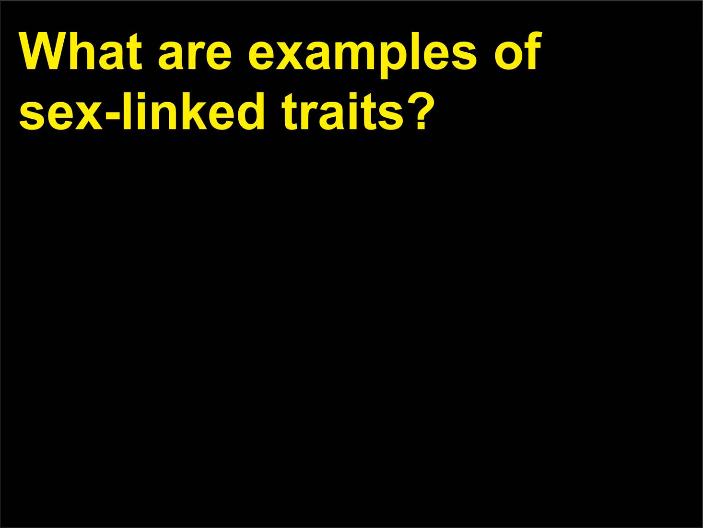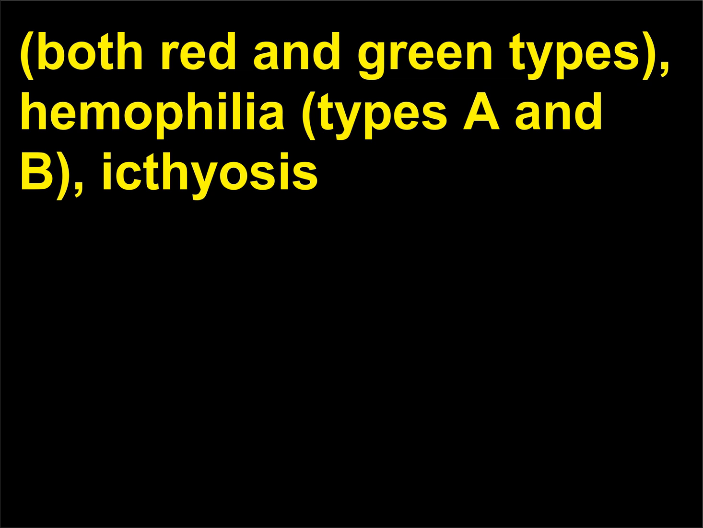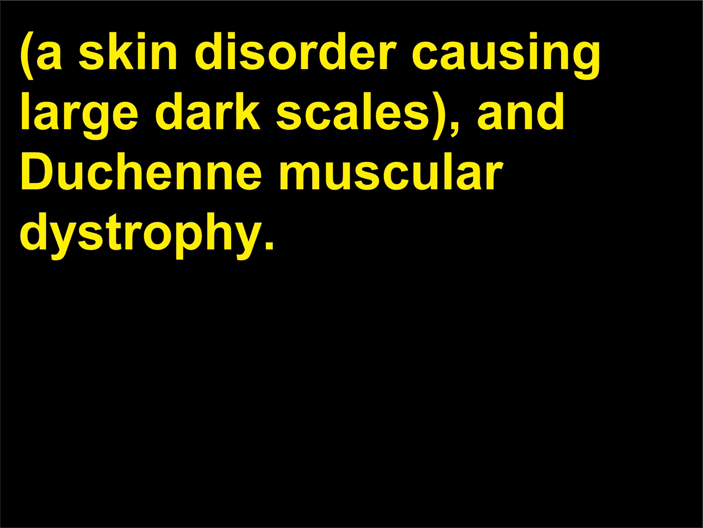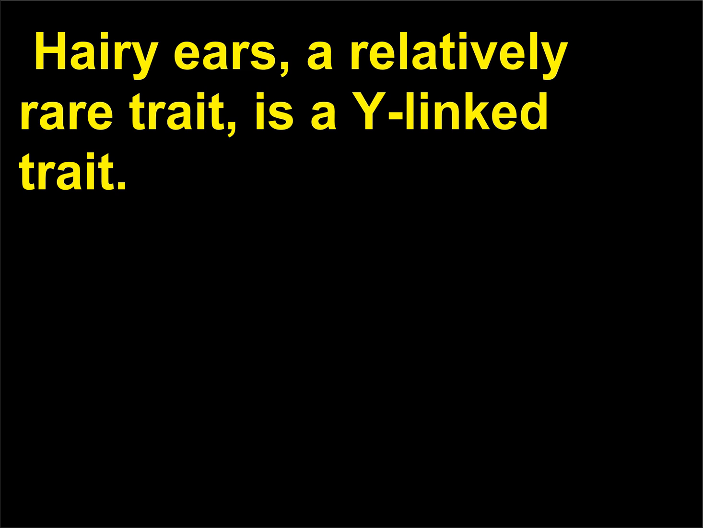What are examples of sex-linked traits? Sex-linked traits are most commonly found on the X chromosome and include color blindness, both red and green types, hemophilia, types A and B, ichthyosis, a skin disorder causing large dark scales, and Duchenne muscular dystrophy. There are very few Y-linked traits. Hairy ears, a relatively rare trait, is a Y-linked trait.